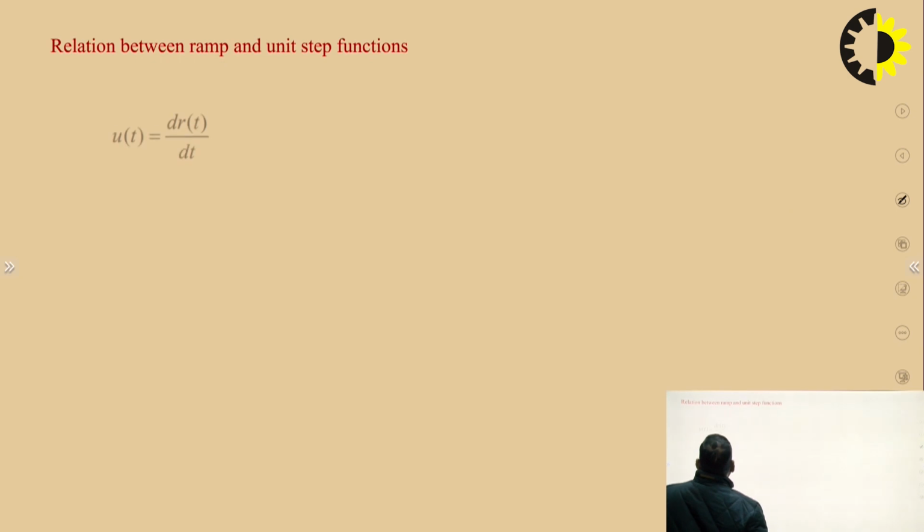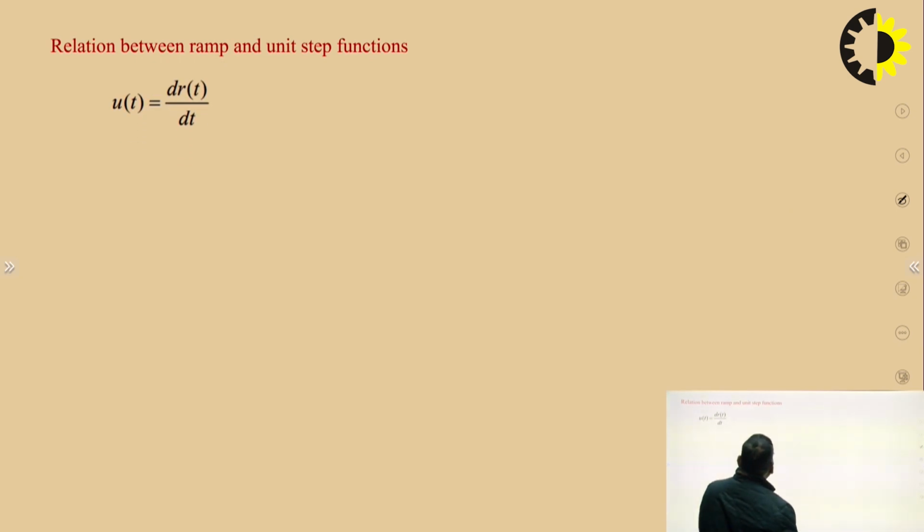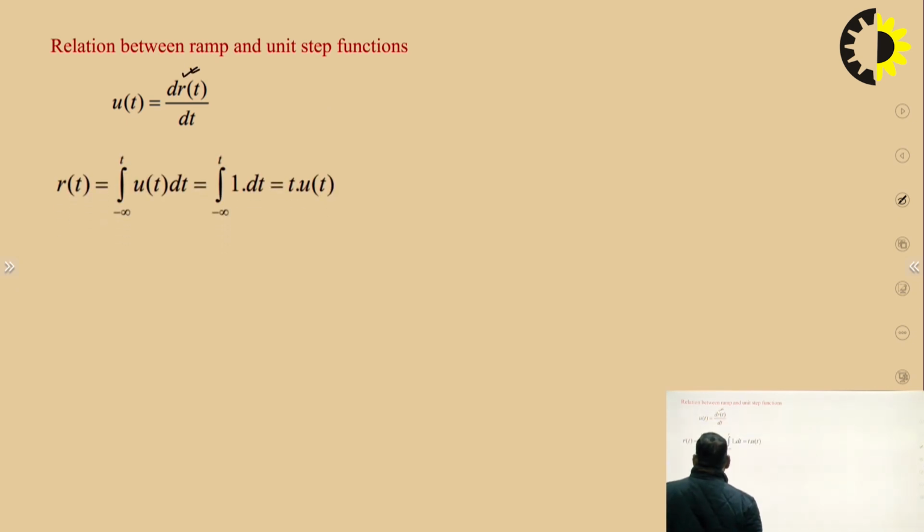Now double it. Now come to the relationship between the unit step function and ramp function. If you differentiate the ramp function, we get the unit step ut. If you integrate ut, we get the ramp.